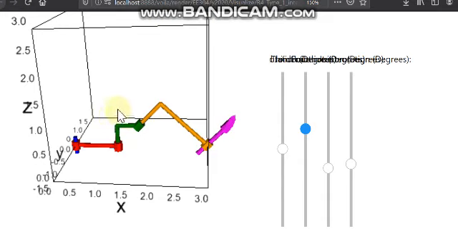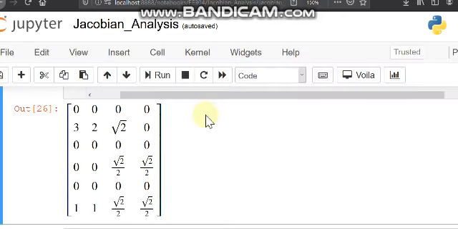Therefore, we expect that in the second column and last three rows of the Jacobian matrix, only z component is non-zero and the rest of the components are zero. And indeed, that is what is happening here. In the second column, last three rows, only z component is non-zero, the rest of them are zero.